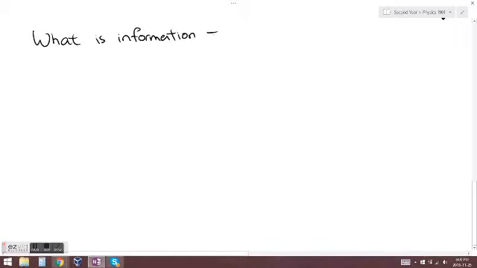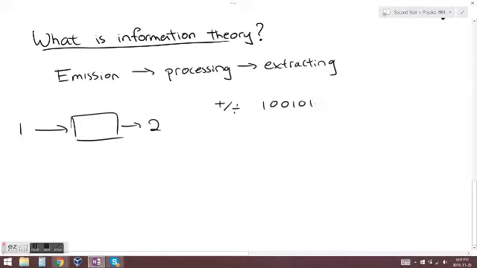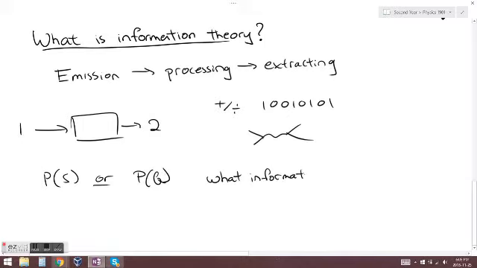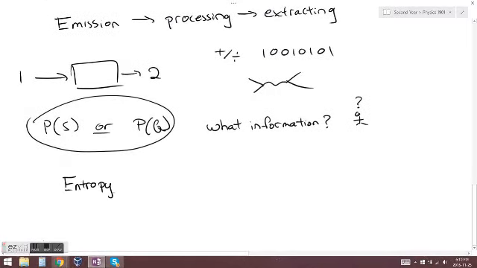Information theory is a study that revolves around the emission, processing, and extraction of information in topics including mathematics, computer science, and thermal physics. How do we try to get information? Well, we use probabilities like P of S, a statement, or P of Q, a question, without any prior information given to us. Instead of using probabilities, we can also use entropy, S, as a measurement of information as well, or we can call it Shannon's entropy, which we'll expand on later.